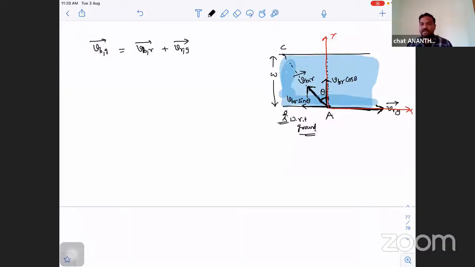VBR cos theta and VBR sin theta. Okay. So now the boat will have 3 velocities. One is VRG, second one is VBR cos theta, third one is VBR sin theta.